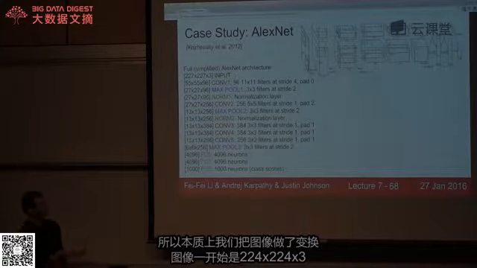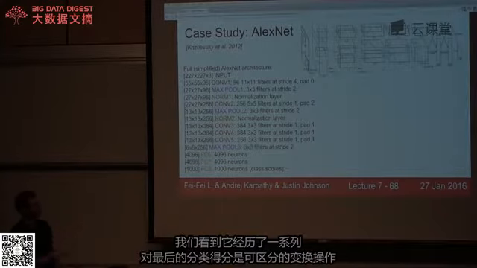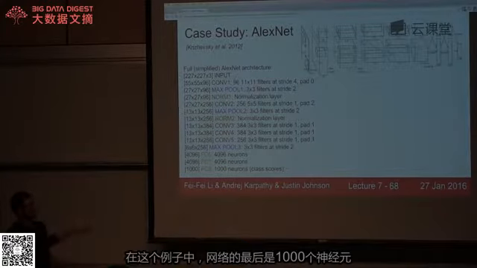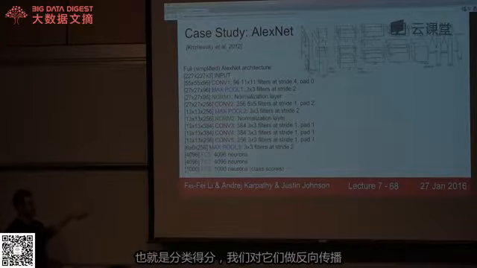And so basically, we've transformed the original image of 224 by 224 by 3. We see how it was transformed through a series of operations that are all differentiable into our class scores at the end, which in this case, we have 1,000 neurons at the very end because there are 1,000 categories in ImageNet. And so those are our class scores, and we backpropagate through all of this.